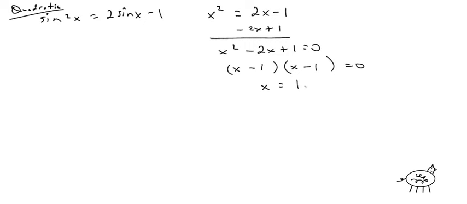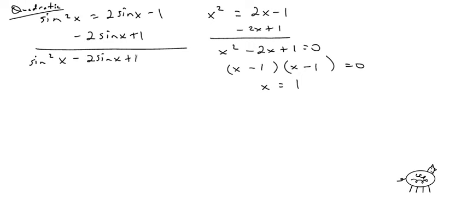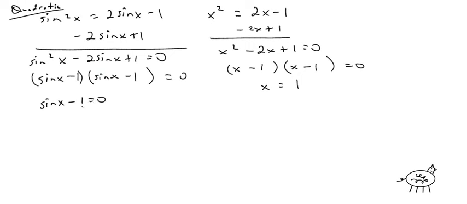Well, this is exactly the same thing, except I have sines. So I'm going to subtract 2 sine of x and add 1 to both sides. So I get sine squared of x minus 2 sine of x plus 1 equals 0. And this is going to factor as sine of x minus 1 times sine of x minus 1. So I don't need to set both of them equal to 0 because it's going to be the same thing. So I'm going to get sine of x minus 1 equals 0. So sine of x equals 1. And of course I only have one answer. It's only at pi over 2. Okay, that's not too bad.